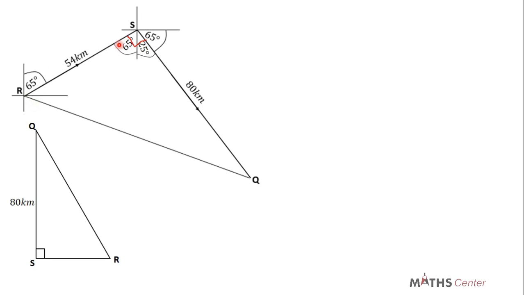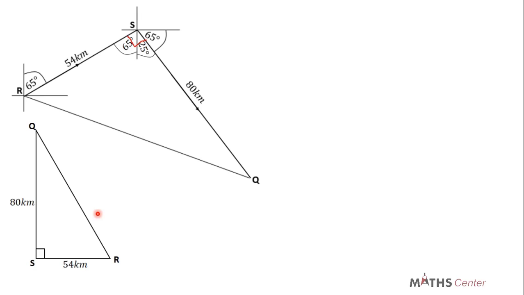We also know that the distance between S and R is 54 kilometers. So I will indicate that one also on the diagram. The distance between S and R is 54 kilometers. The question told us to find the distance between Q and R. So we have a right-angled triangle. We know two sides and we want to find another. We can apply the Pythagoras theorem to help us solve this question.